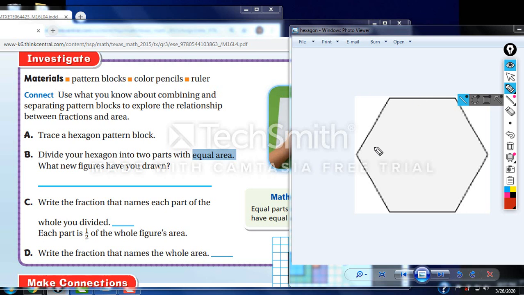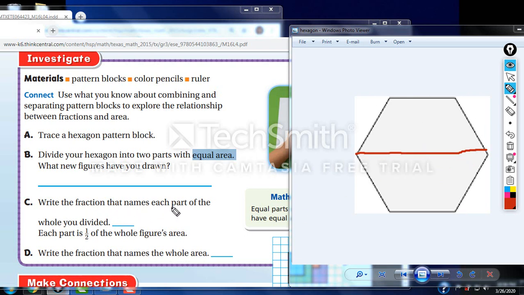So again, I'm using the mouse. So it says to divide it into two equal areas. So I just go right down the middle, and we did this one in class. And now we have a new shape. It's right here. What do we call that shape? Write it down here. It's a trapezoid, yes, or a pentagon. Either one is correct. Trapezoid or a pentagon. We have two, right? Two halves.